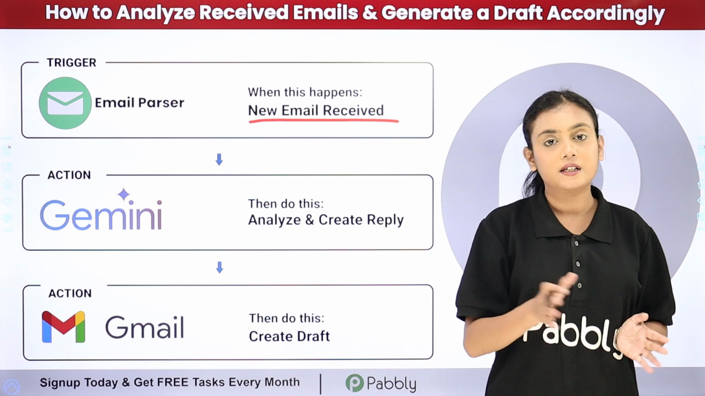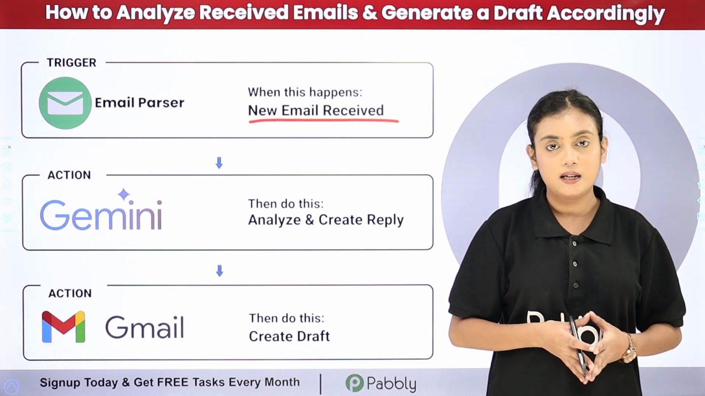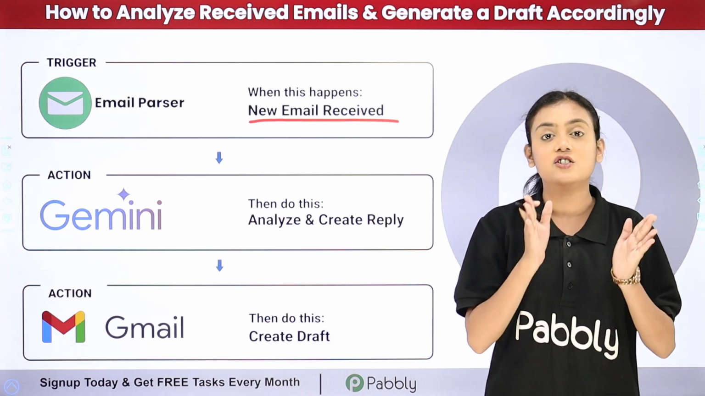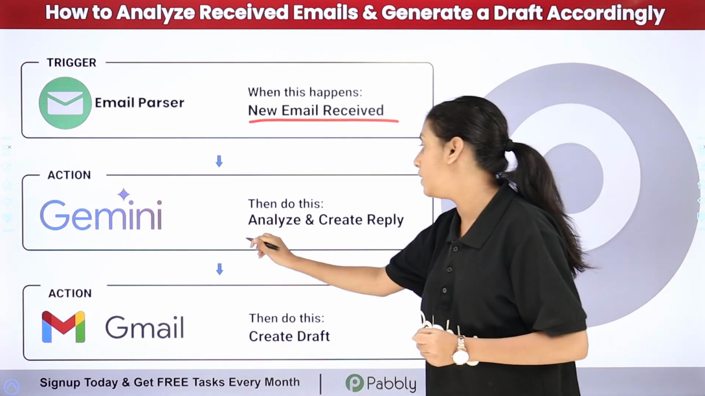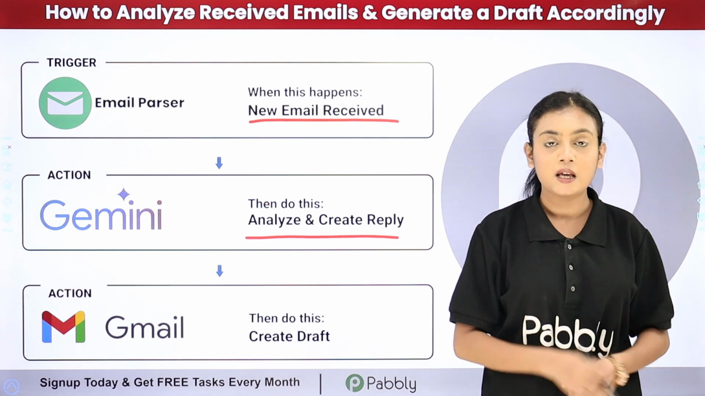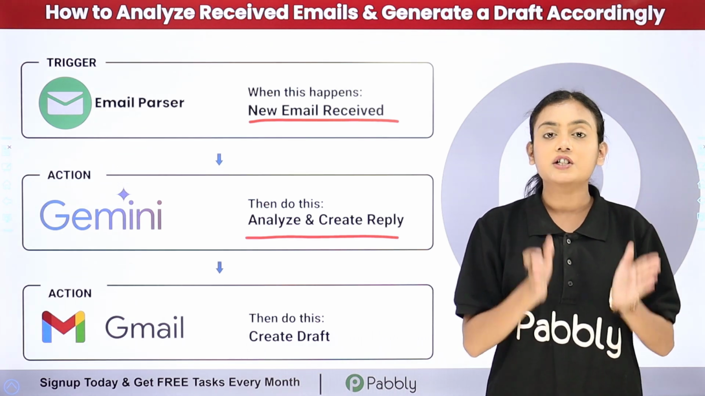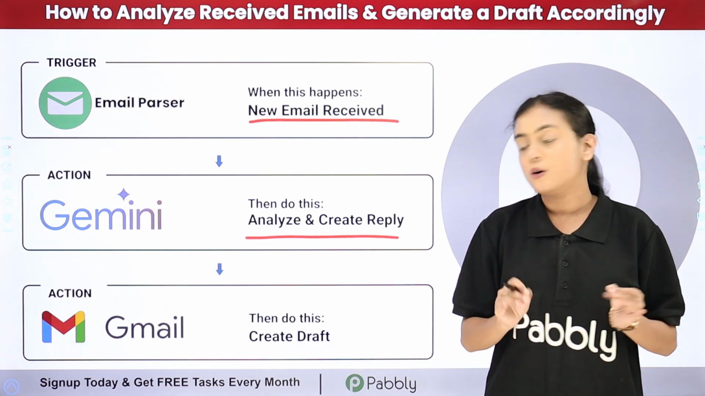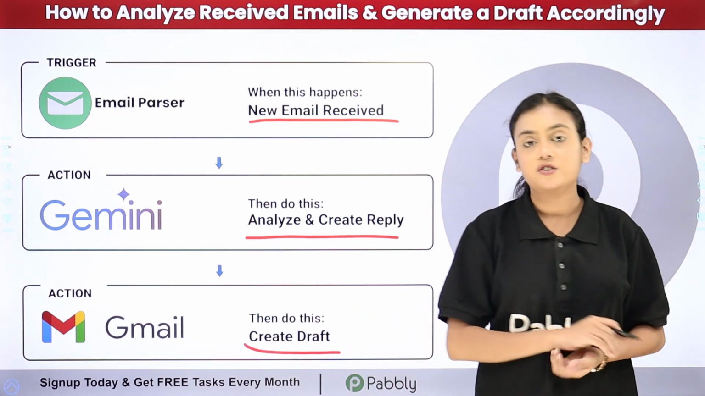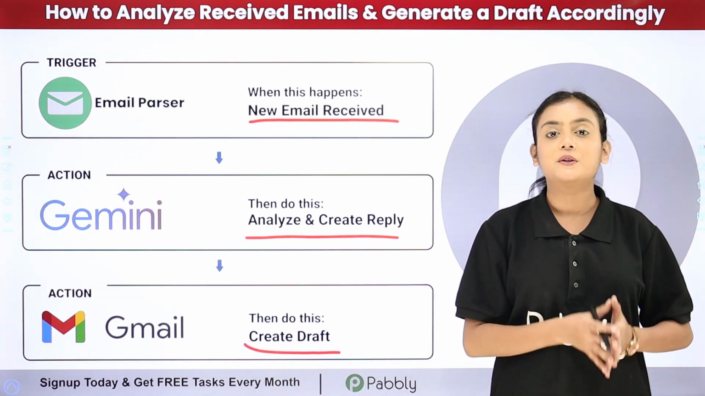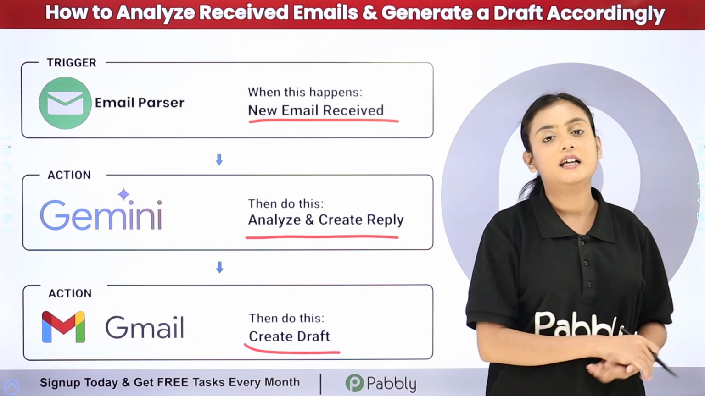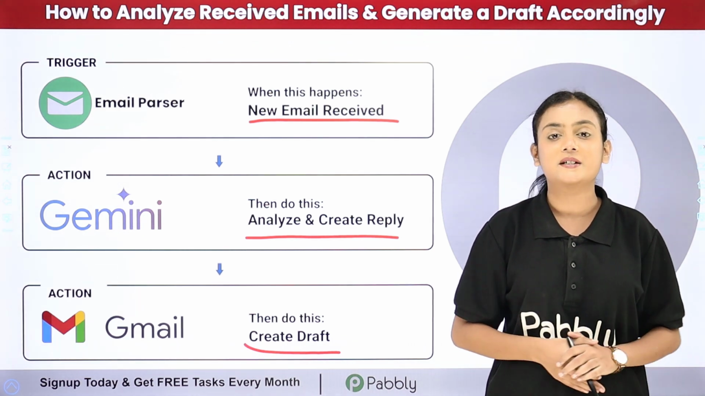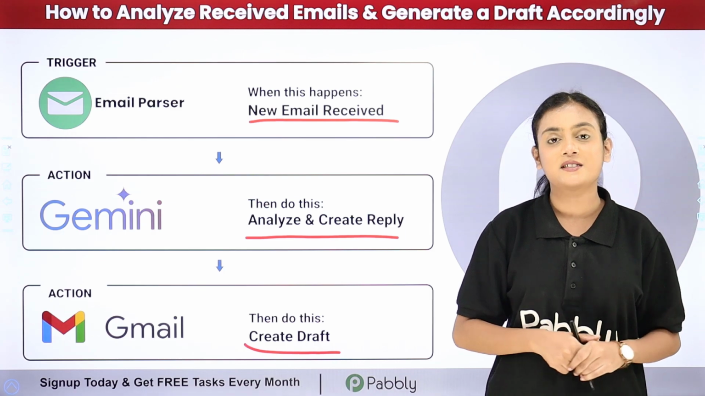So as we fetch the data of the email that we have received using email parser, we are firstly going to analyze that email and then generate a reply to that email with the help of Gemini, okay? We are going to create a reply. After generating the content, the reply that we want to send towards the email, I want to create a draft of that reply in my Gmail account. And for that, we are going to create an automation between all of these applications with the help of Pabbly Connect. So if you want to learn about this amazing automation, then let me take you all to my screen.